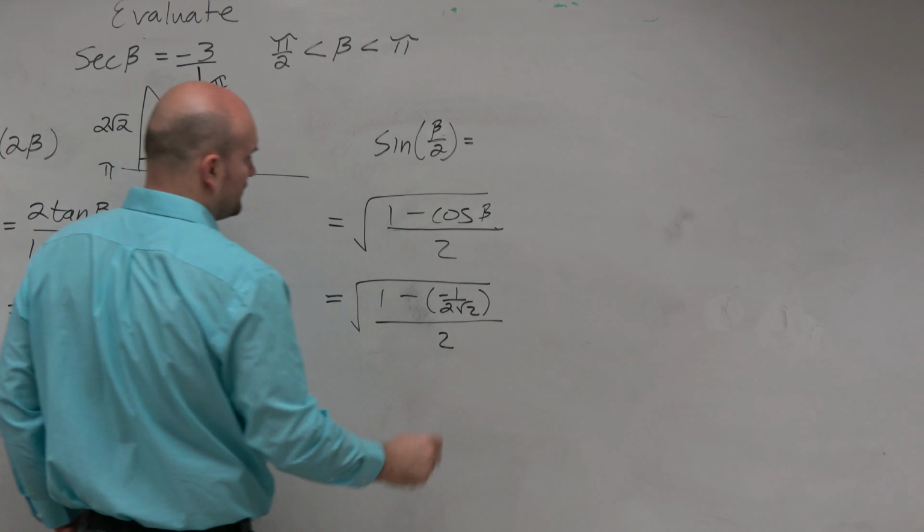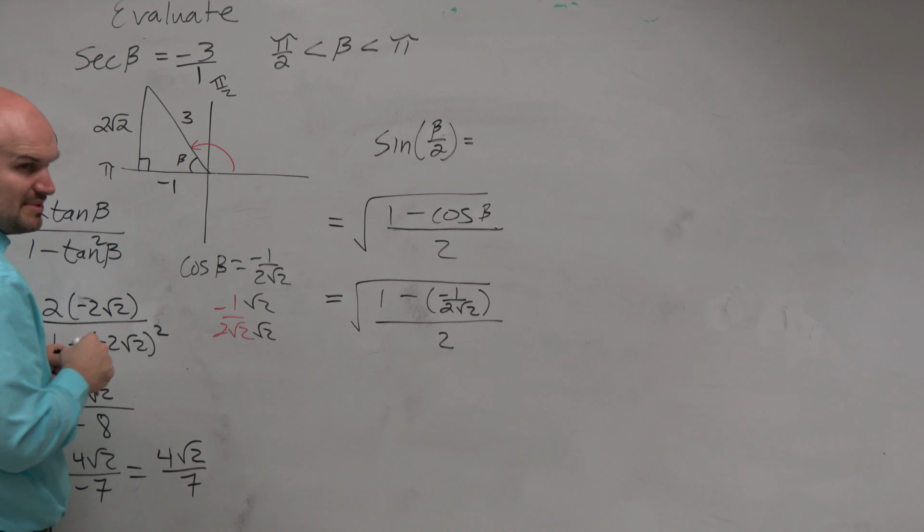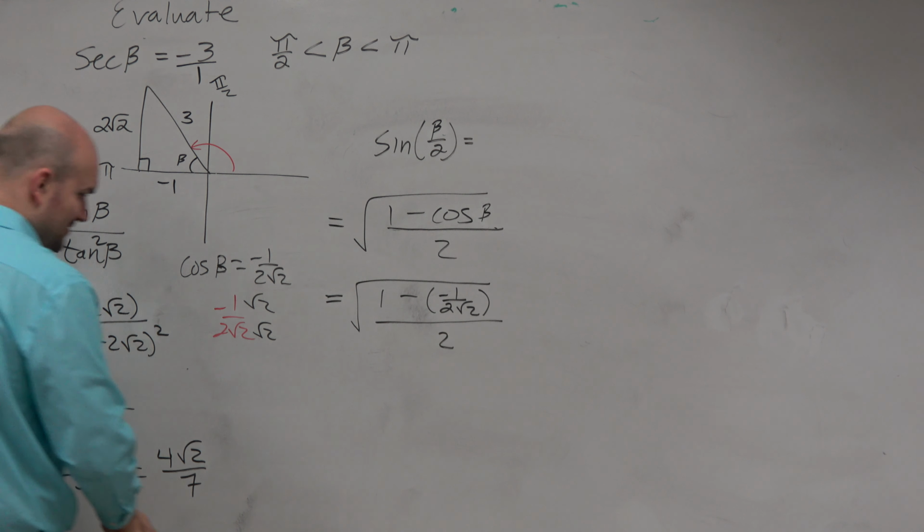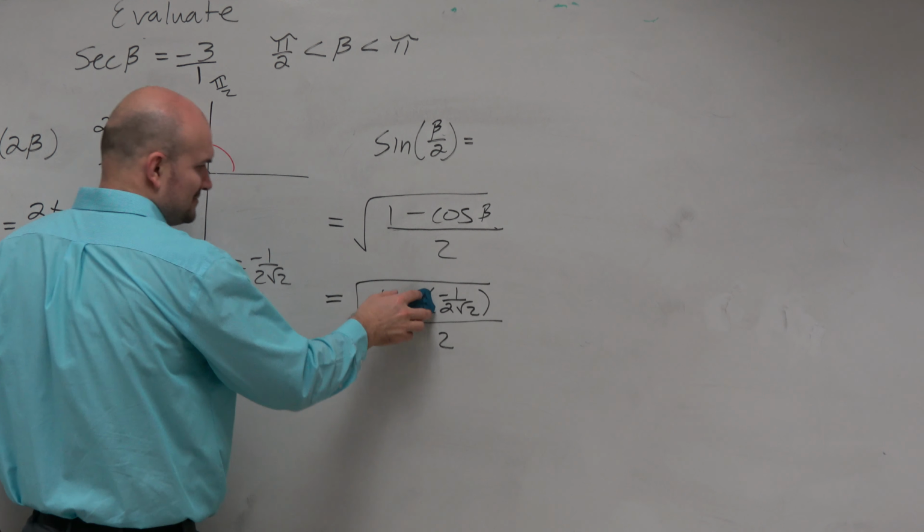Why wouldn't the cosine be -1 over 3? I don't know. For some reason, I'm saying that's the hypotenuse. That doesn't make any sense, does it? So yeah, the cosine is -1 over 3, right? Thank you for saving me that trouble.